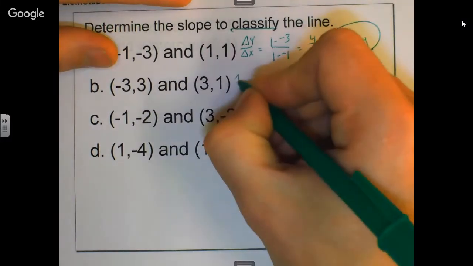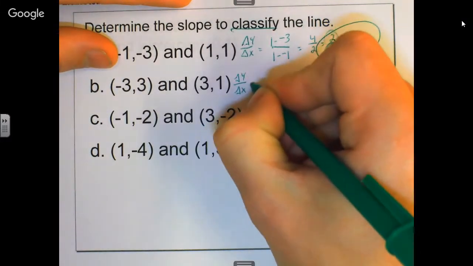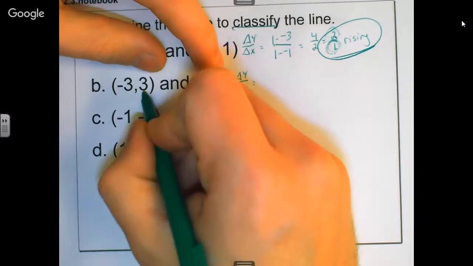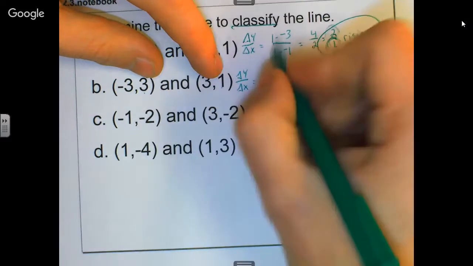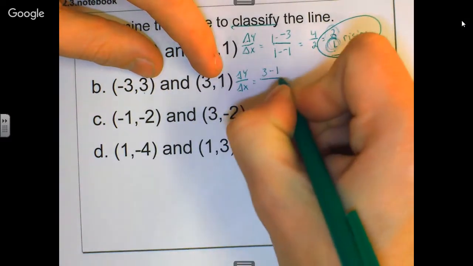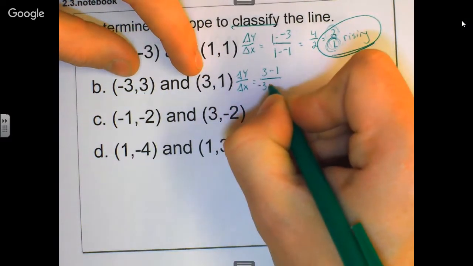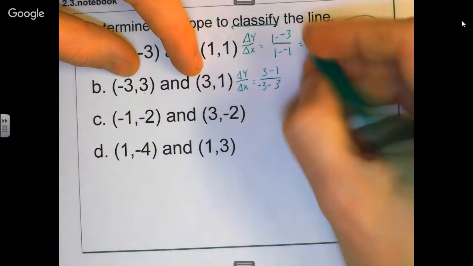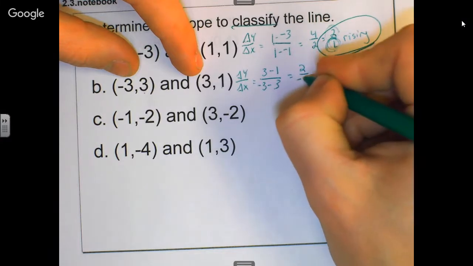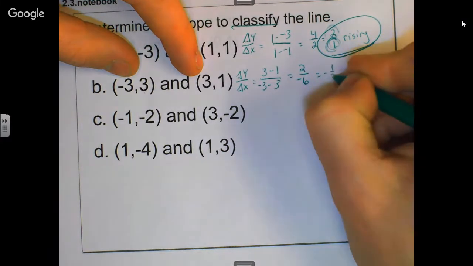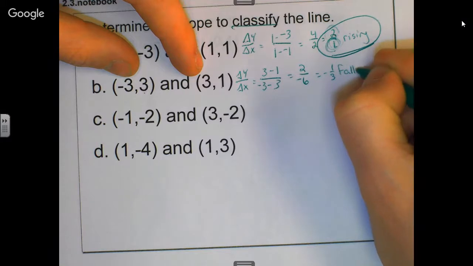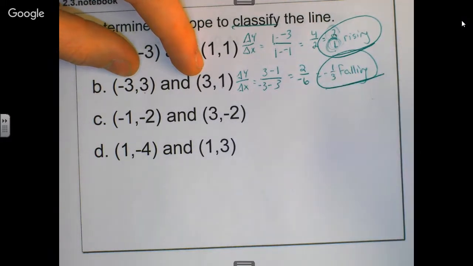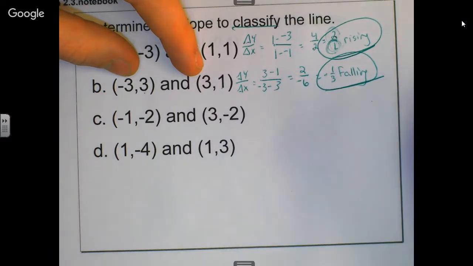So the next one, change of y, change of x. And remember, it doesn't matter the order. So I could go 1 minus 3, or I could go 3 minus 1. Let's go 3 minus 1. And the x is -3 minus 3. So I get 2 over -6, which is -1/3, and that is falling. Why is it falling? Because it has a negative sign out front.